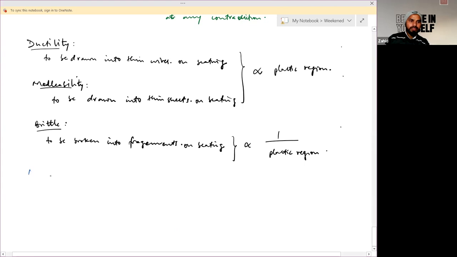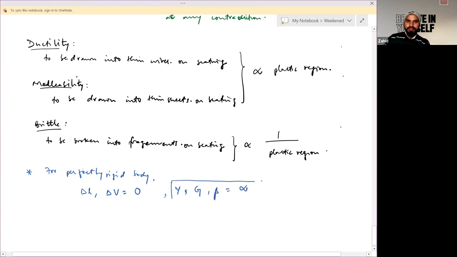Just remember one more thing in this part. For a perfectly rigid body, there will be no deformation in length, volume, or area. So these two terms will be zero. It means Young's modulus, shear modulus, or bulk modulus will be infinite. So you may be asked to define Young's modulus, bulk modulus, or shear modulus for a perfectly rigid body. Just write it down.